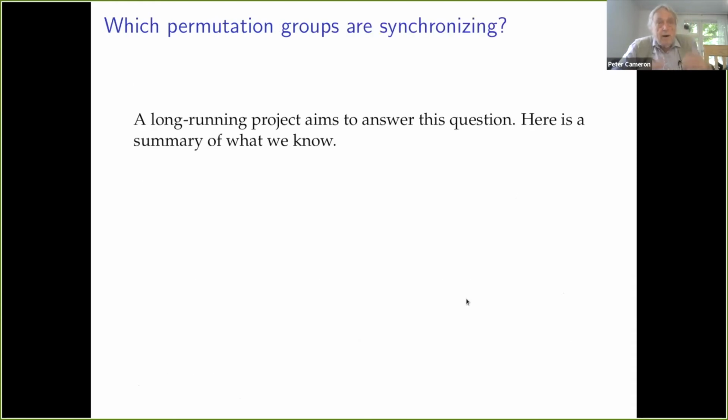So now, the problem that they got me involved with was, now I can state, which permutation groups are synchronizing. So can we describe in some sense all of the synchronizing permutation groups? We don't know the answer to that yet, but just a couple of years ago, we made a big step forward, and I want to tell you about that.